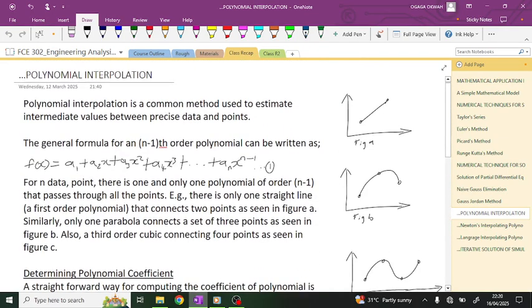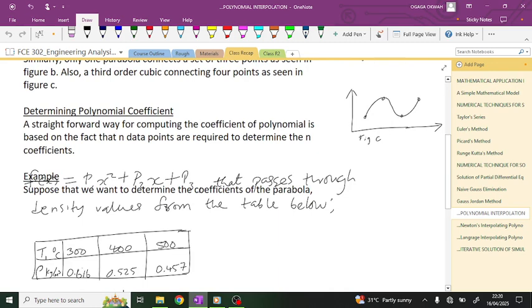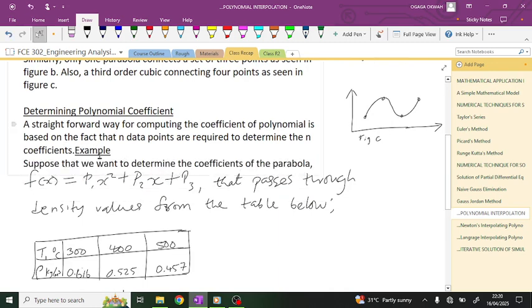Okay, polynomial interpolation. Okay, polynomial interpolation.